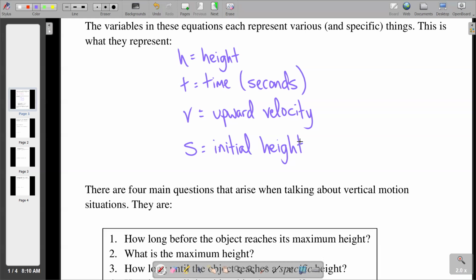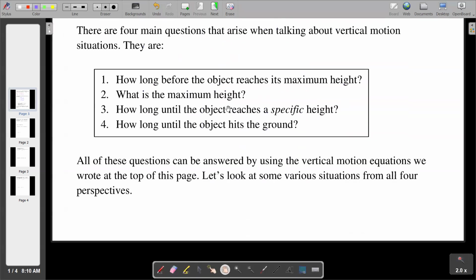Good. So the 4 questions we're going to face are in the box here. Not every math problem can be related to all 4 of these questions, as you'll see. But the main questions are, and you've had some exposure to this: how long until the object reaches its apex? How high is the apex? How long until the object reaches some specific height? And then how long until the object hits the ground? And honestly, questions 3 and 4 are pretty related to each other.